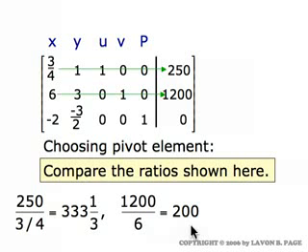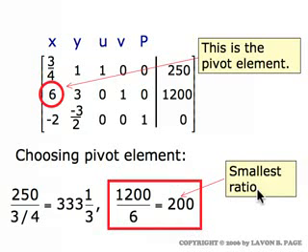And the winner of the contest for who gets to be the pivot element is determined by which of those is the smallest ratio. In this case, 200 is smaller than 333 1/3. And the fact that 6 into 1200 gives us that smaller ratio means that the number 6 wins the contest to be the pivot element.